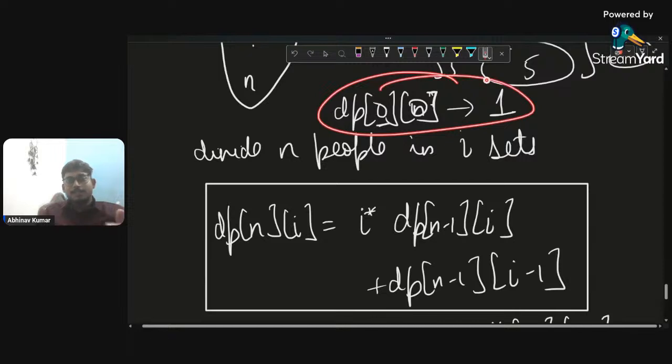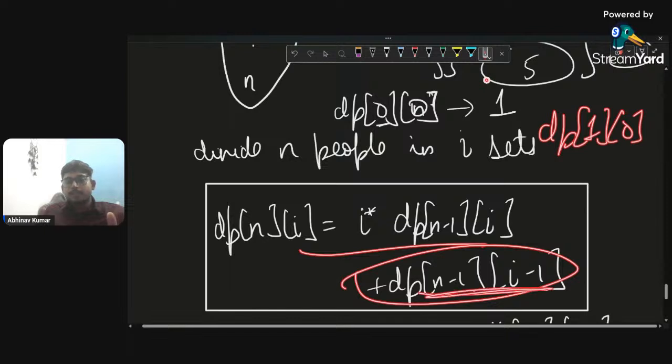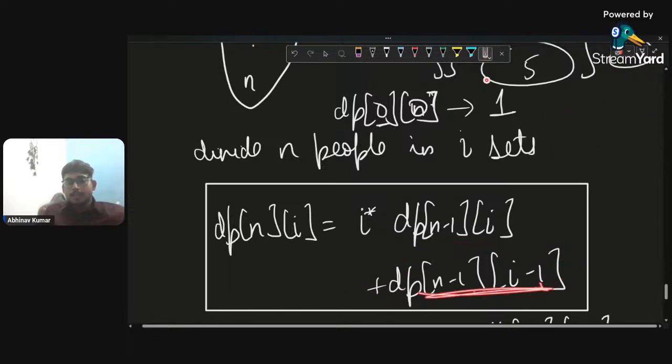So whenever I try to compute dp[n][0] for any n, that would be multiplied by i and dp[n-1][0]. So if I compute dp[1][0] through this transition, dp[0][0] would be 1, and all of them would be covered here.